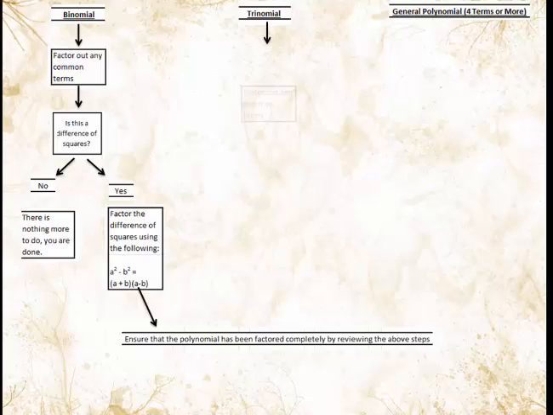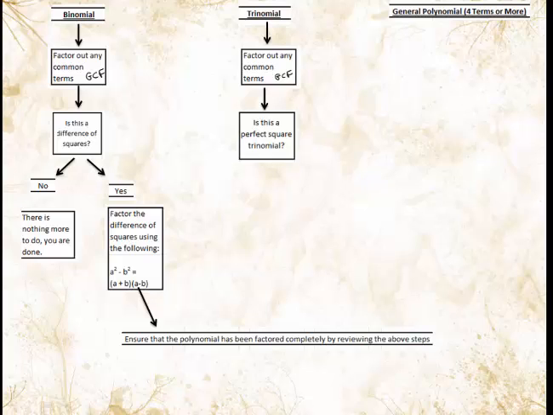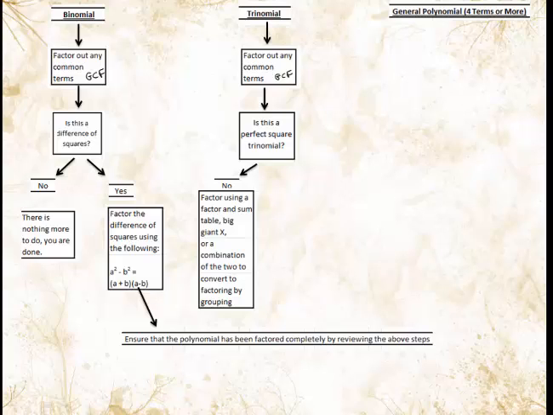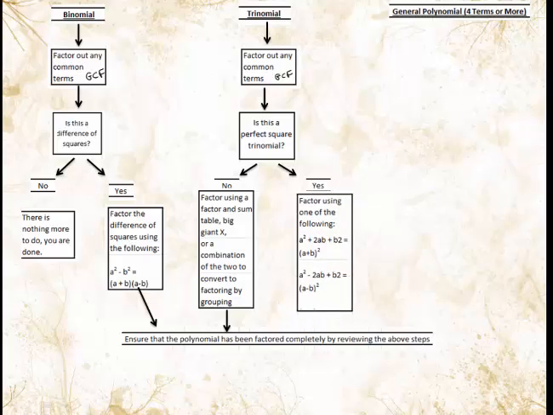If we have a trinomial, we factor out any common terms. By common terms, what I'm referring to is the GCF. Then, we check to see if it is a perfect square trinomial. If it's not, we factor using a factor and sum table, or big giant X, or a combination of the two to convert to factoring by grouping. And then we check that it has been factored completely by reviewing the above steps. If it is a perfect square trinomial, we use our method of factoring for perfect square trinomials.